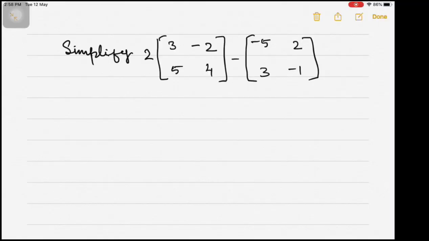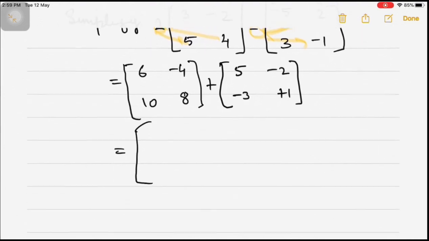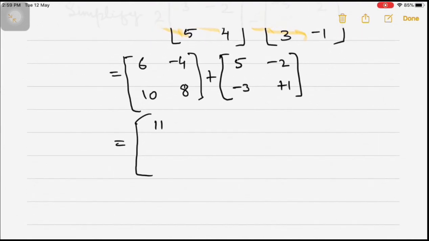Now let us solve a problem based on scalar multiplication of a matrix and negative of a matrix. Simplify 2 times [3, -2; 5, 4] minus [-5, 2; 3, -1]. So this 2 will get distributed amongst all the elements of the first matrix, and the minus sign will get distributed among all the elements of the second matrix. Now the sum will be 6 plus 5 is 11, minus 4 minus 2 is minus 6, 10 minus 3 is 7, 8 plus 1 is 9.